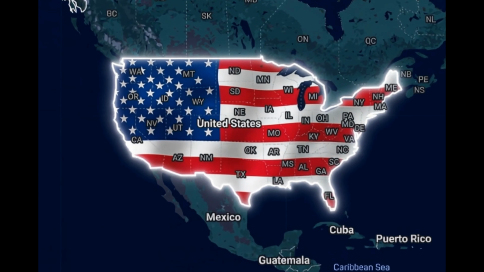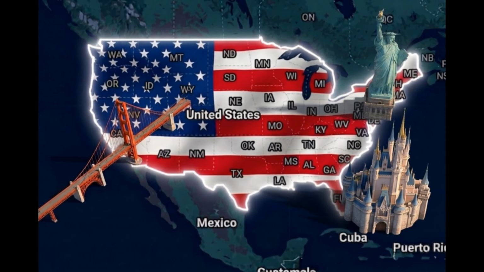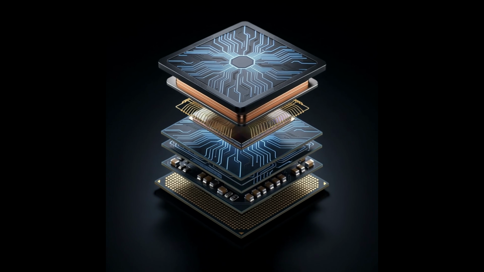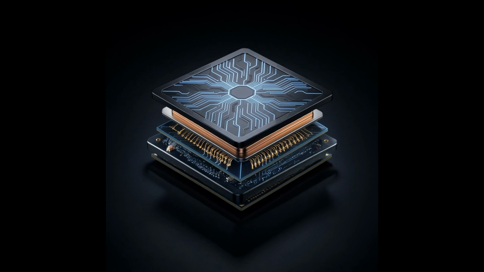First, we will create a United States map animation. Then, we will create a bar chart animation. Finally, I will show you how to create viral cinematic exploded component animations.